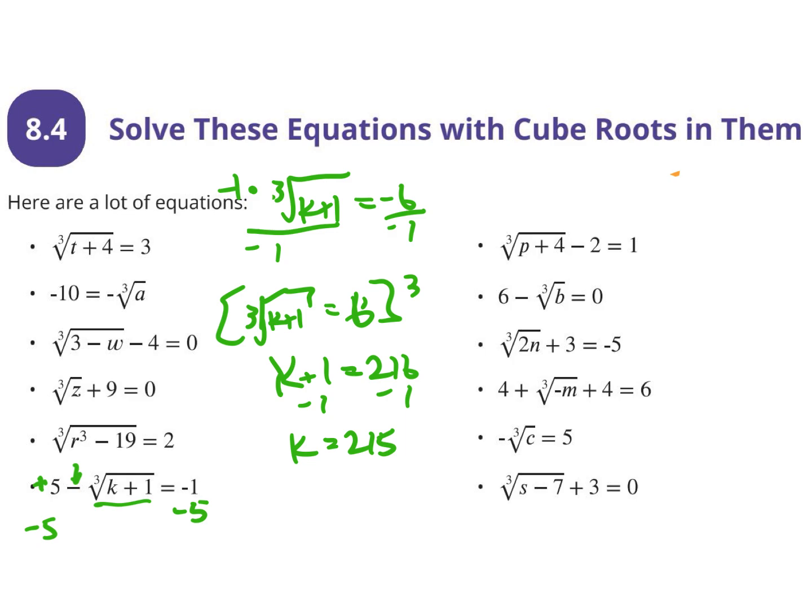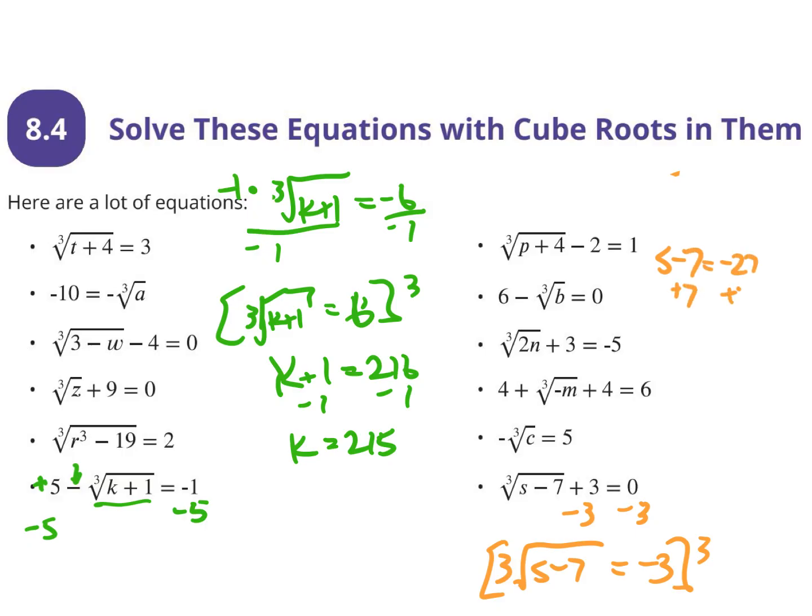All right, looking at the last one, subtract 3 from both sides. You get the cube root of s minus 7 is equal to negative 3. We have to cube both sides. You get s minus 7 is equal to negative 27. Add 7 to both sides. s is equal to negative 20.